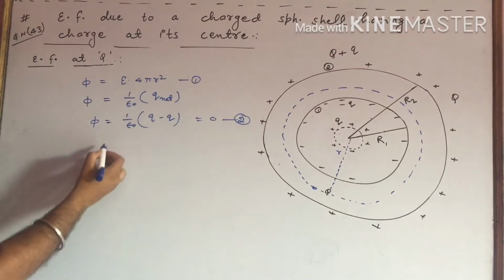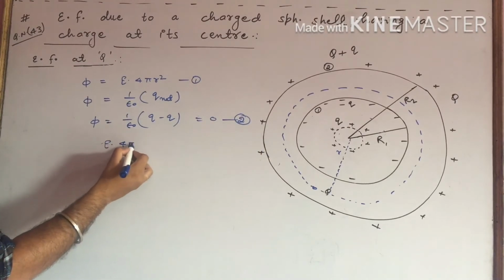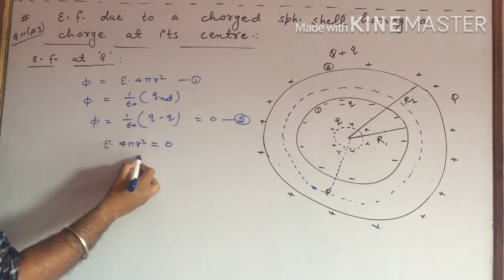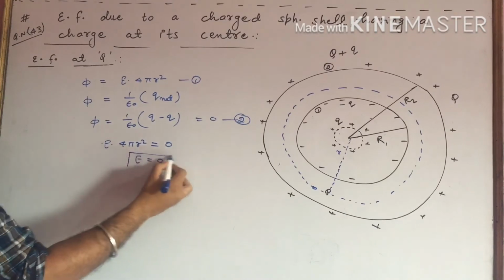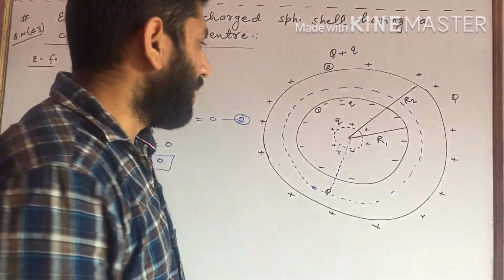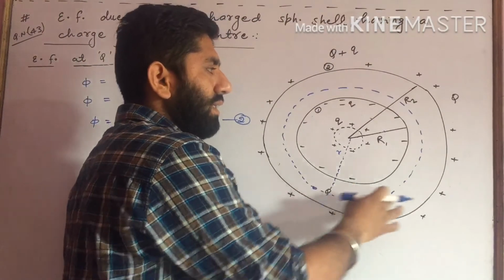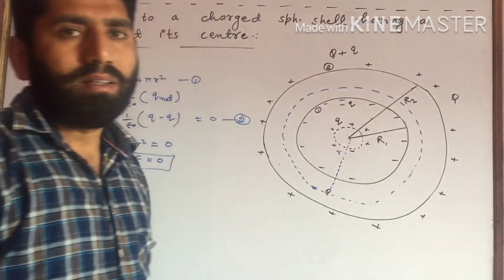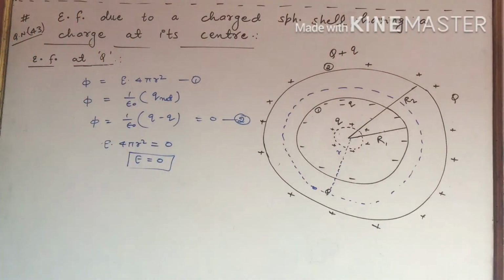As you know, next step is to compare the results. So E into 4 pi r square equal to 0, which gives us electric field to be 0. And the same thing was expected because this point was lying in the interior of the conducting part. So electric field has to be 0 at this point.